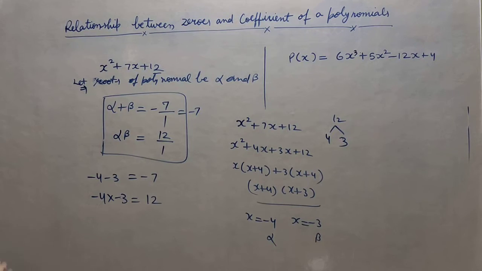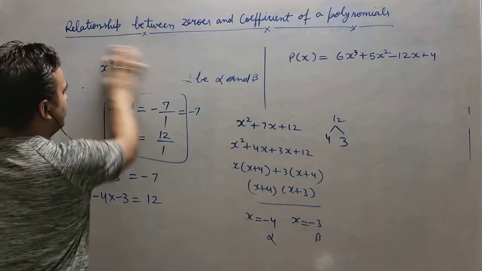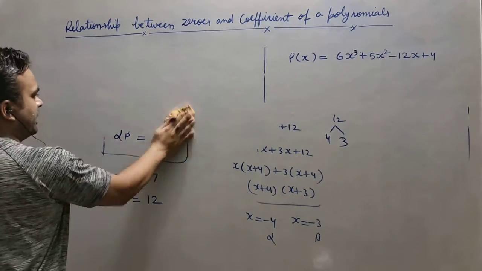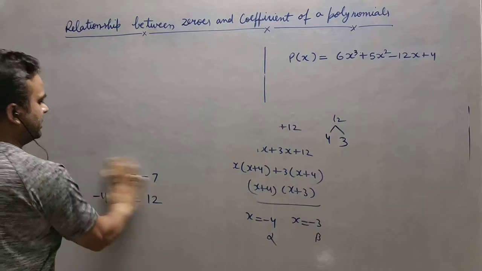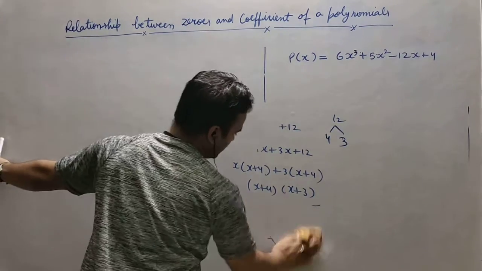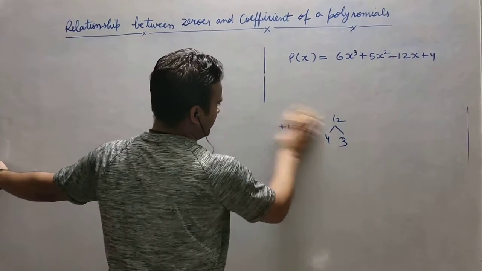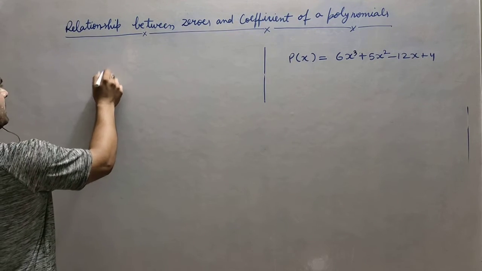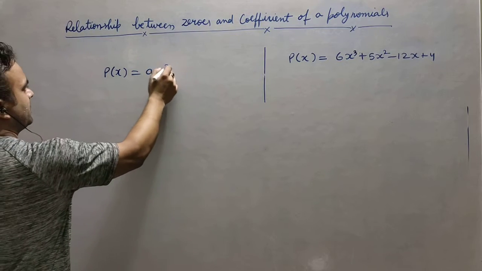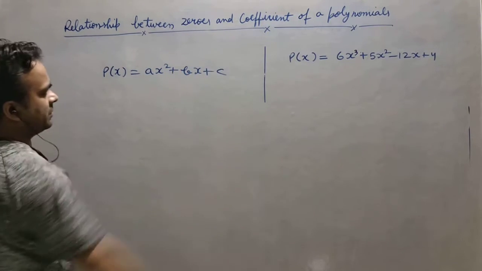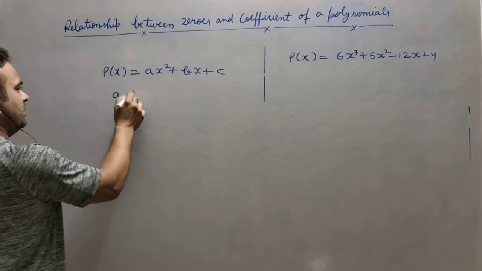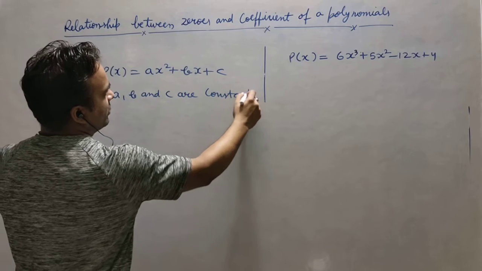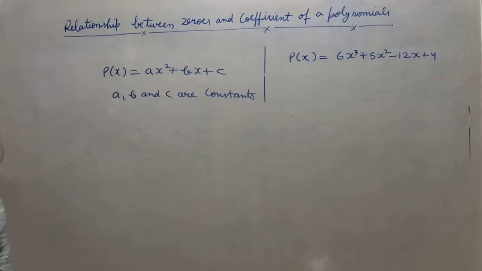Is it clear now? Okay. Now I want to tell you the general form, because this I have verified with the help of an example. But how can we write it in a general form? Because that is also very important to note. So what is the general form of a quadratic polynomial? We have discussed it in some previous videos also. ax square plus bx plus c, right? What are a, b, c here? a, b and c are constants or any real numbers, and x is a variable.